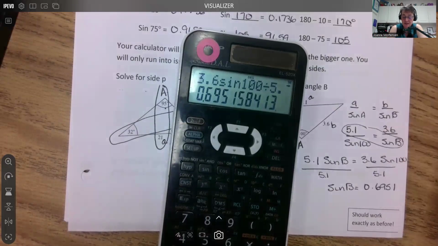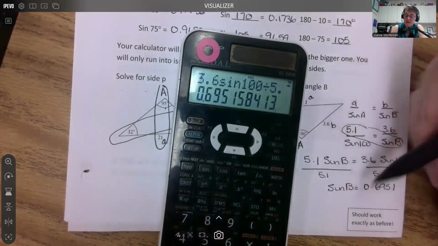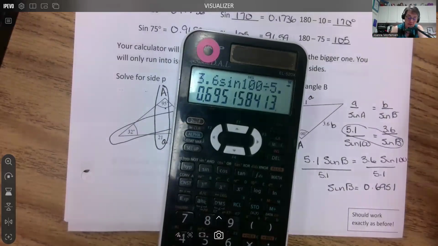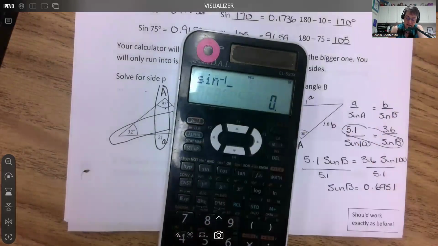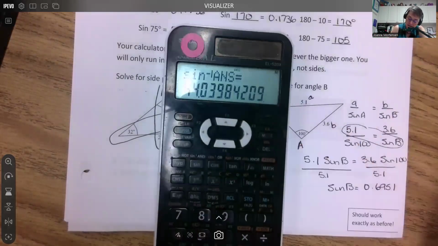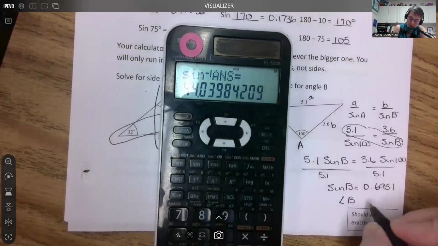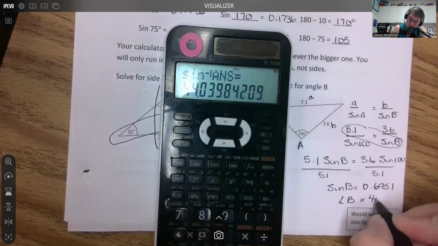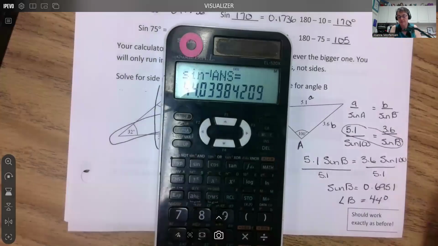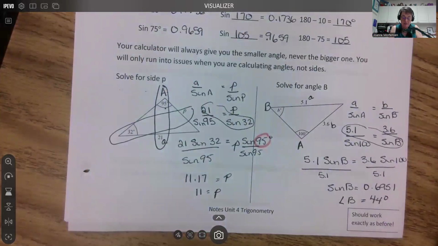Okay, remember to finish when you have this sine B. To get the inverse of that, you go second and sine, and on mine I just did equals. And so angle B. Notice the word sine disappears. You put the angle symbol in. 44 degrees. Okay, which makes sense.